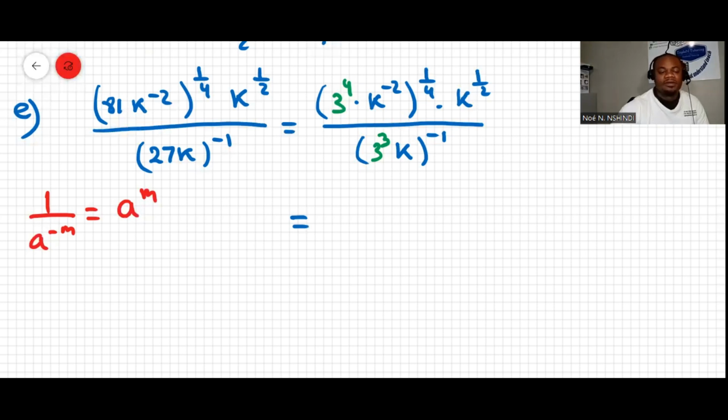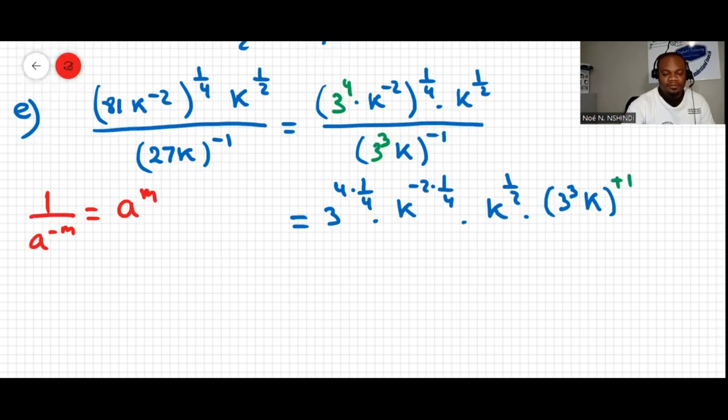The power of 1 over 4 applies to each term here. So this will be like 3 to the power of 4 times a quarter, times k to the negative 2 times a quarter, times k to the power of a half, times 3 to the power of 3, times k to the power of positive 1 now. Okay. So this can be written as 3, because here and there they can be simplified. We're left with negative 1.